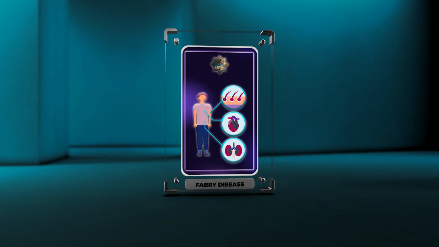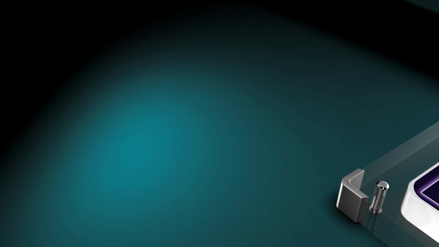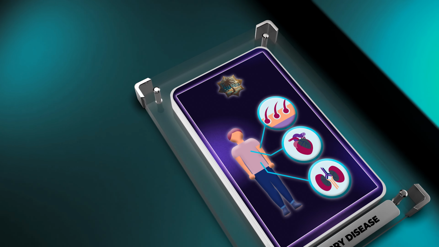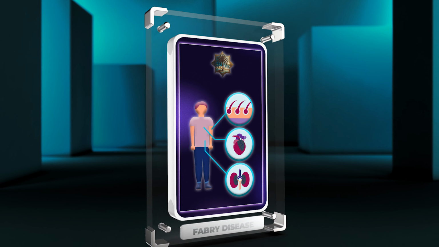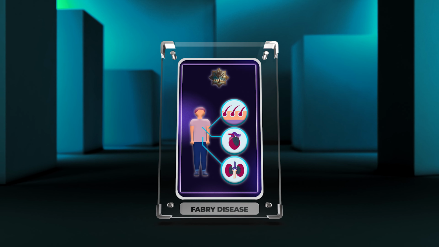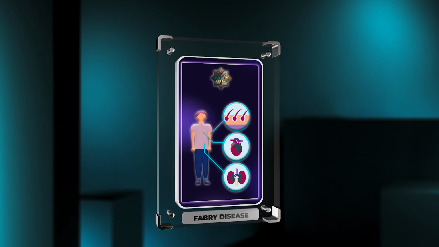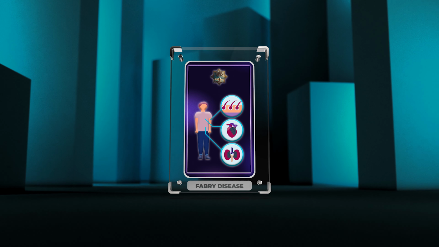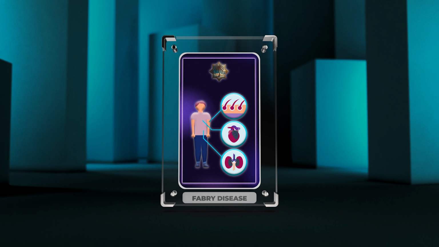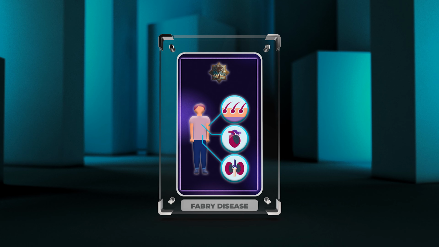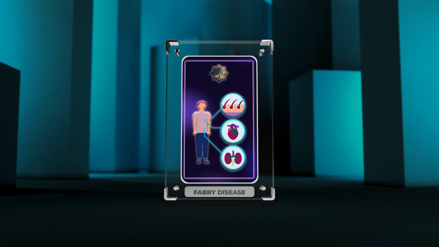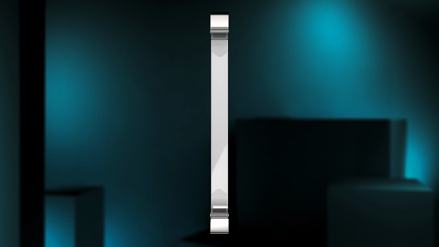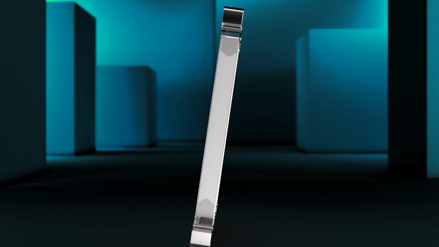Fabry disease is a rare X-linked genetic disorder characterized by the deficiency or dysfunction of the enzyme alpha-galactosidase A, alpha-Gal A, leading to the progressive accumulation of glycosphingolipids, particularly globotriaosylceramide, GB3, in various organs and tissues. This accumulation results in a wide range of clinical manifestations, including cardiovascular, renal, neurological, and ocular abnormalities. In this script, we will explore the complex pathophysiology, clinical features, diagnostic challenges, and management strategies of Fabry disease.